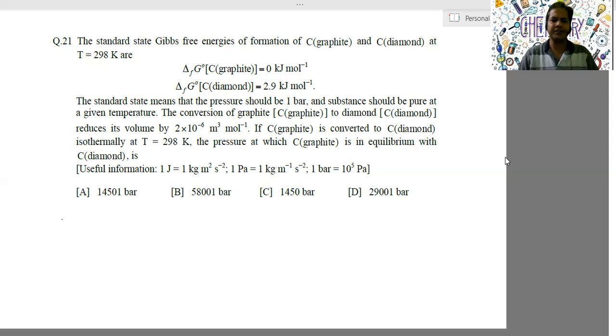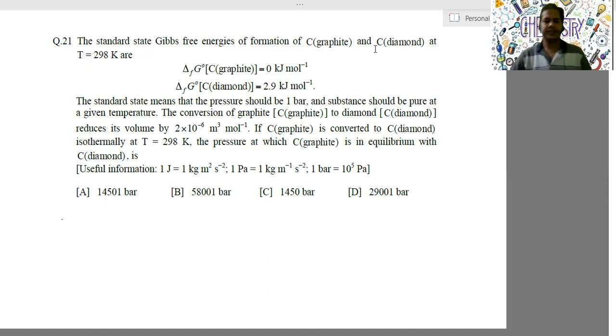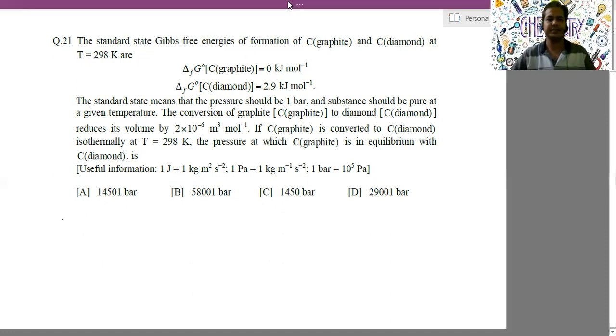Conversion of graphite to diamond reduces the volume by 2 into 10 to the power minus 6 meter cube per mole. We know that diamond is denser than graphite, so definitely when graphite converts to diamond, there will be some decrease in volume. It is also given that carbon is converted to diamond isothermally at 298 Kelvin. So we have to find out the pressure at which graphite will be in equilibrium with diamond at this temperature. This calculation is based on the concept of Gibbs energy. So let us start the solution for this question. This is a question asked in JEE Advanced exams.